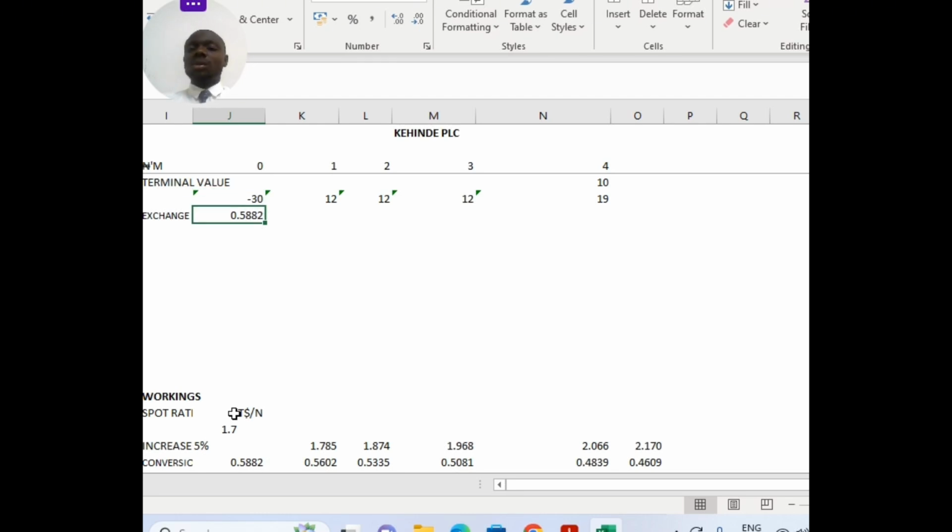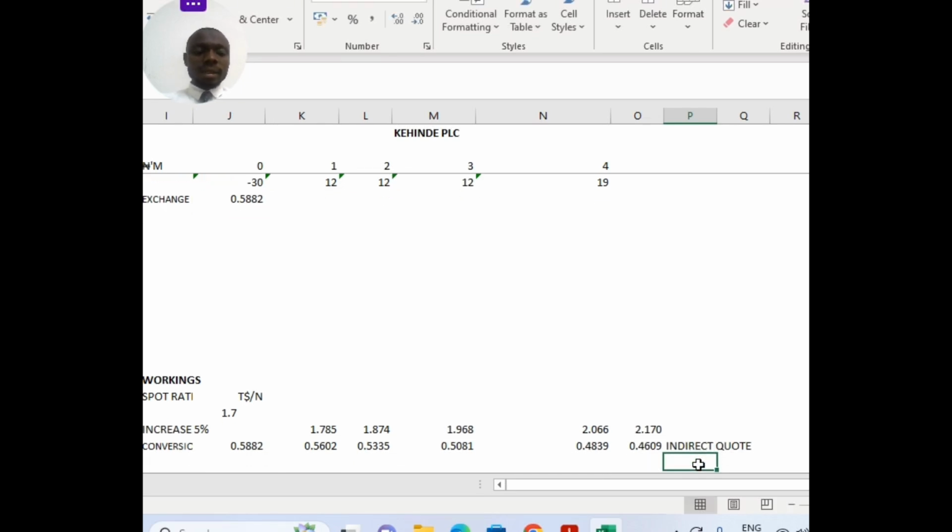Now, don't forget that we want to convert this T$. What we have here, 30, 12, 12, 12 are all in T dollar, which is another currency. So for us to convert it to Naira, we need to convert the spot rate using an indirect method, an indirect quote. So what we do is we divide this. We say 1 divided by 1.7.